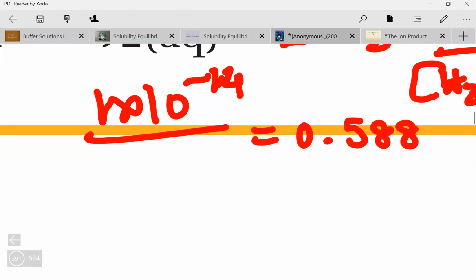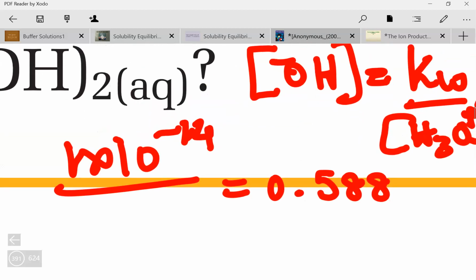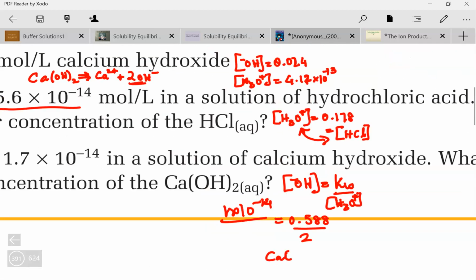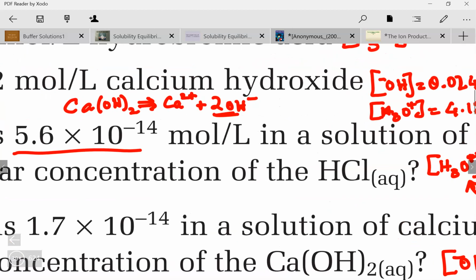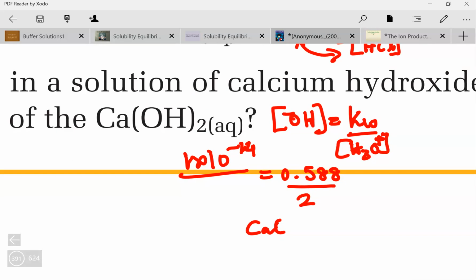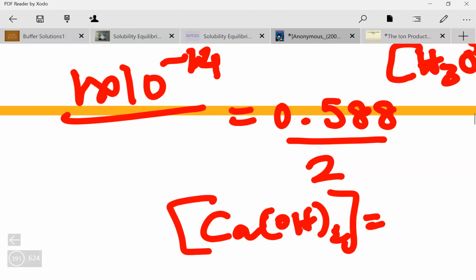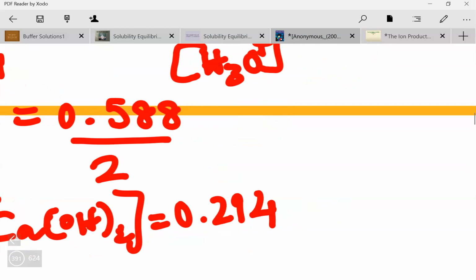0.588, which is then the concentration of OH minus, but then we have to divide that by 2 to get our concentration of calcium hydroxide. Again, because if we go back to our balanced equation that we wrote here, 2 OH minus gives us 1 calcium hydroxide. So we divide it by 2, right? So 0.588 OH minus will give us 0.294 moles per liter, molar calcium hydroxide.